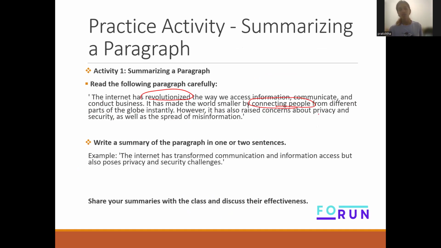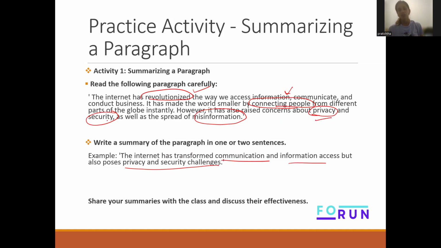However, it has also raised concern about privacy. So privacy concerns and security, as well as the spread of misinformation. So these 5 points are my keywords, right? My summary should contain all these things, right? So the internet has transformed, right? So it has revolutionized, it has transformed. It is talking about communication and information access, but also privacy and security challenges.